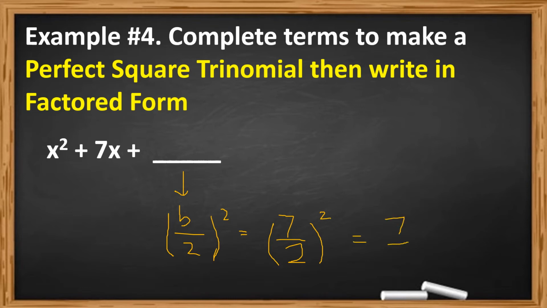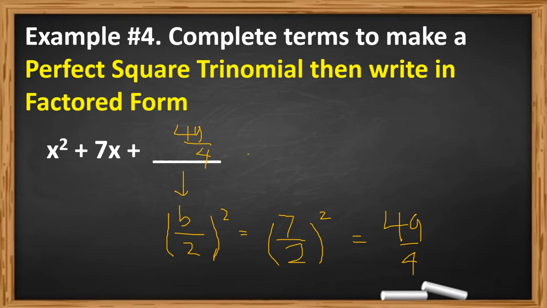Hindi na pwedeng i-divide kasi pareho silang prime number. Hindi na pwedeng i-divide si 7 kay 2. So ang gawin na lang natin ay i-square natin si numerator at si denominator. So 7 squared is 49 and 2 squared is 4. So lagay lang natin dito, of course, 49 over 4.